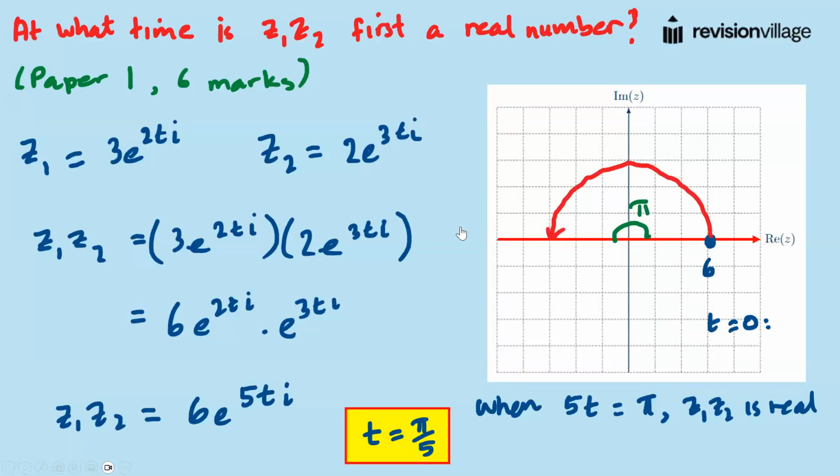The other thing to note here is that we looked at a product, and we're not doing an example of dividing or quotients today, but the reason we got to this point was because when we multiplied e to the power of 2ti times e to the power of 3ti, we just added the exponents. If this was a division question, for example, when is z1 divided by z2 first an imaginary number, that means we would have e to the power of 2ti divided by e to the power of 3ti, and then our exponent would just be 2ti minus 3ti, using the rule that a to the power of m divided by a to the power of n would equal a to the power of m minus n.